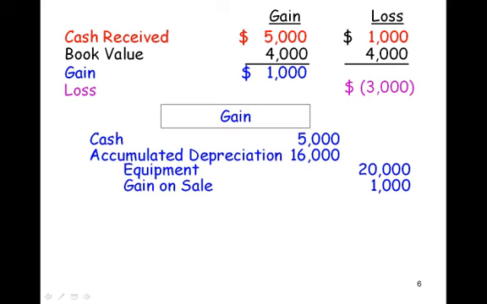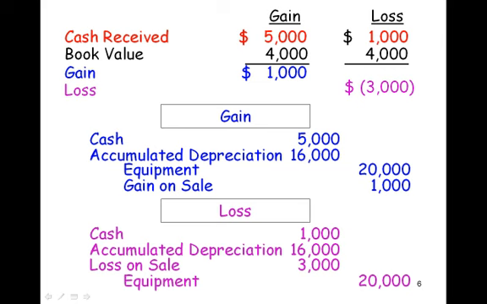The journal entry for the gain removes the accumulated depreciation and equipment from the books and records the cash and the gain. The gain is reported on the income statement under Other Revenues and Gains. For the loss, the journal entry is almost the same except for the lower amount of cash and the debit to the loss account. The loss is reported on the income statement under Other Expenses and Losses.